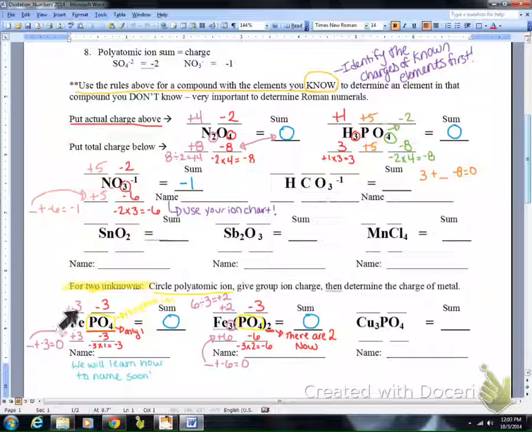So as you can see, iron can have multiple charges, +3 or +2, so that's why we will learn how to name those later, and the charge will help us with the name. So that's why we want to do oxidation numbers first.